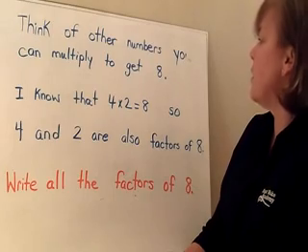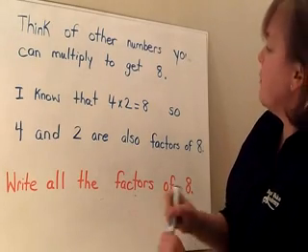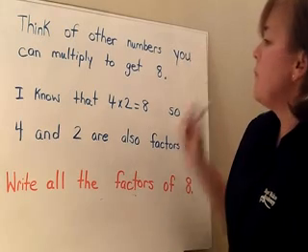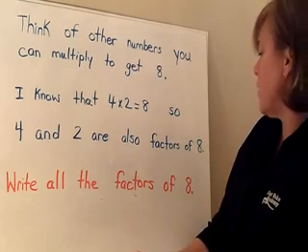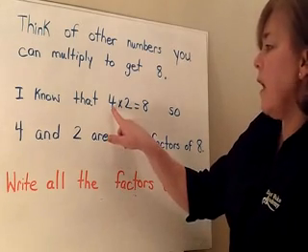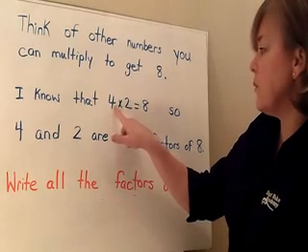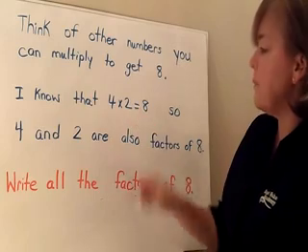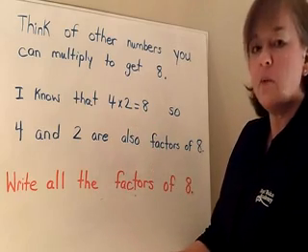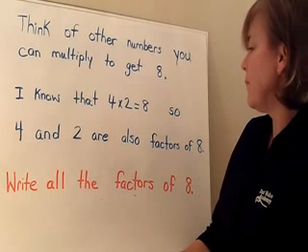So let's think of other numbers that you can multiply to get 8. I know that 4 times 2 is 8. So 4 and 2 are also factors of 8. Austin can have 4 equal groups with 2 in a group. He's still going to have his 8 action figures. Or he could flip it and do 2 equal groups with 4 in each group.